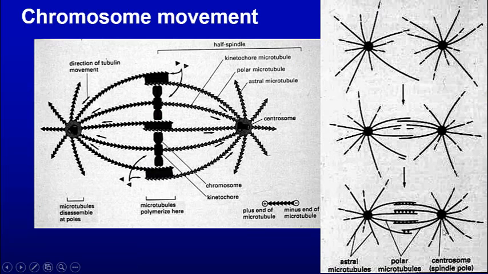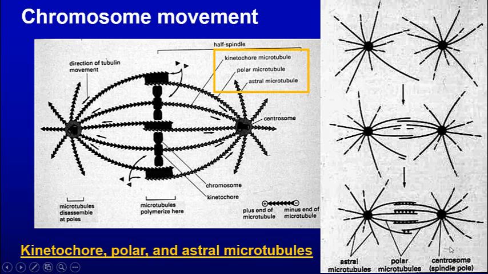There's basically three types of microtubules. You've got the aster microtubules that project out from the centrosome. Also, you have the polar microtubules that are interacting with the poles, and then you have the centrosome spindle pole as well. And so basically you have kinetochore microtubules, you have polar, and you have aster microtubules. Those are the three groups.